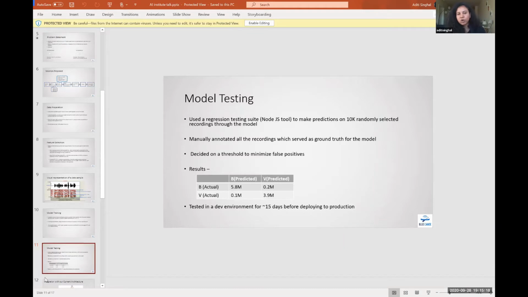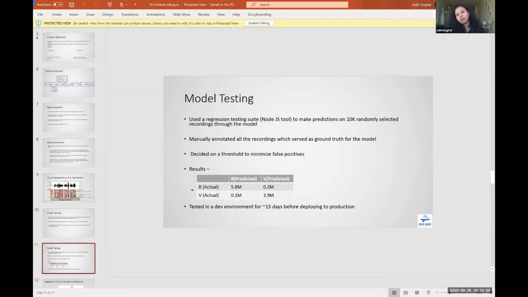At the end of the project, after I had done the manual labeling, I also went ahead and created a Node.js tool to run randomly selected 10,000 recordings through my model to check whether I was getting the same kind of accuracy that I had tested earlier.